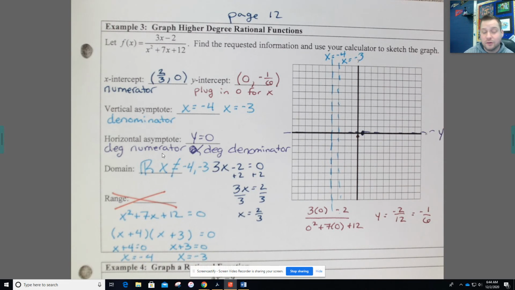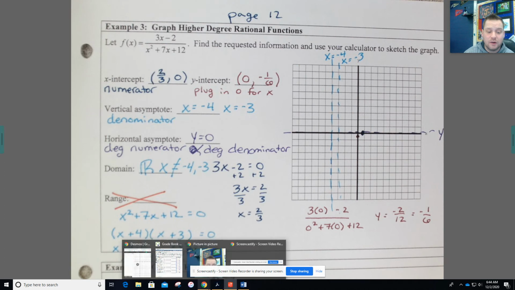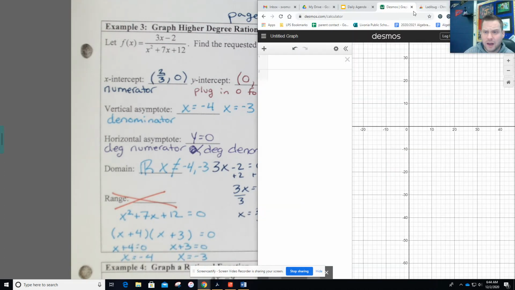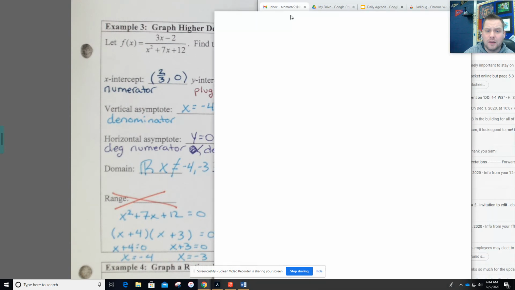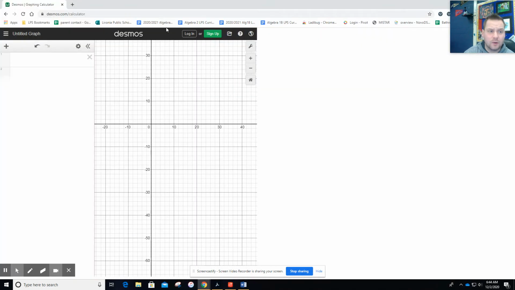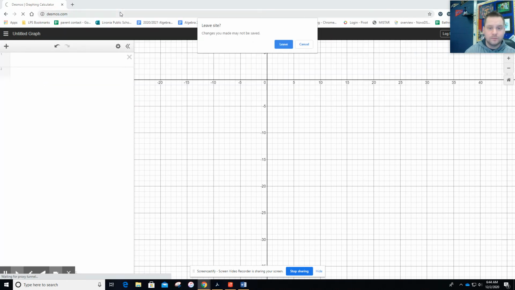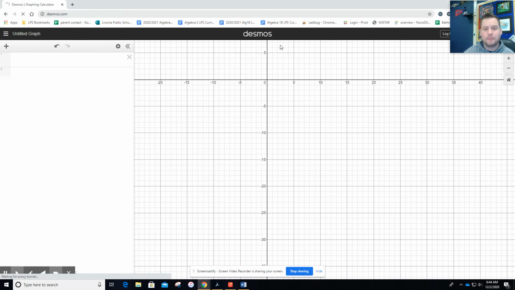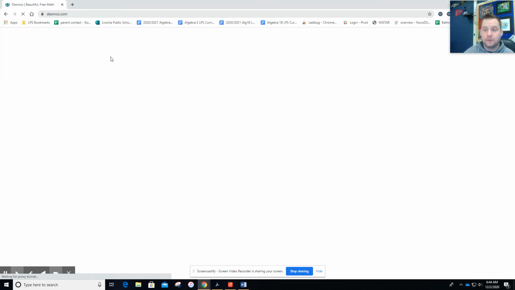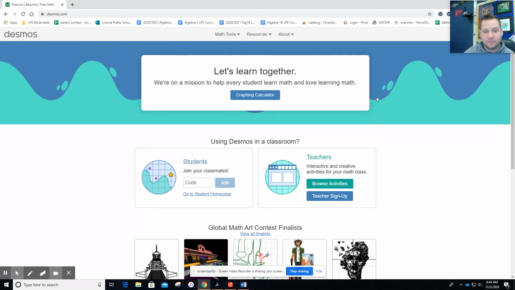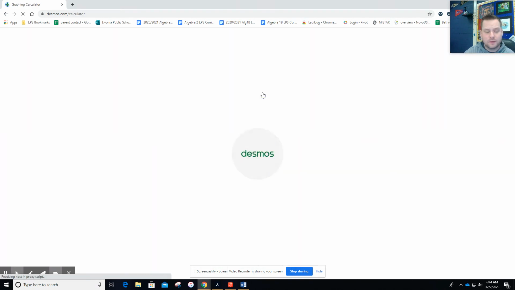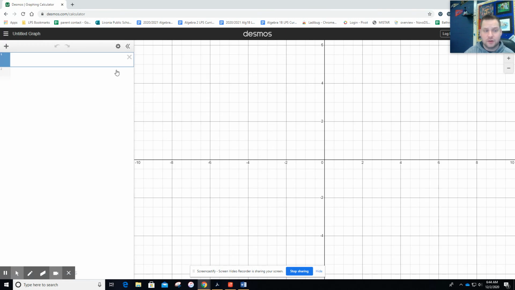Okay, the last thing we need to do here is go ahead and provide a graph. So you have two options here. If you have a graphing calculator, go ahead and use your graphing calculator. If you do not have a graphing calculator, what I need you to do is go to desmos.com. And hopefully this internet works. You go to desmos.com, gets you this screen right here, and then you click on graphing calculator. And it kicks you to this graphing calculator screen.